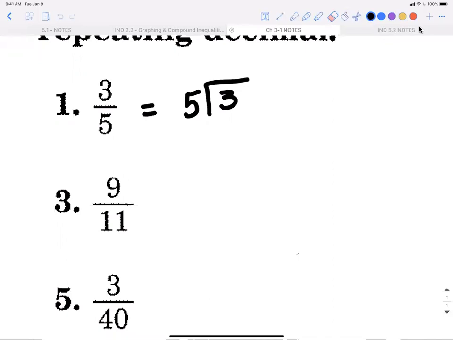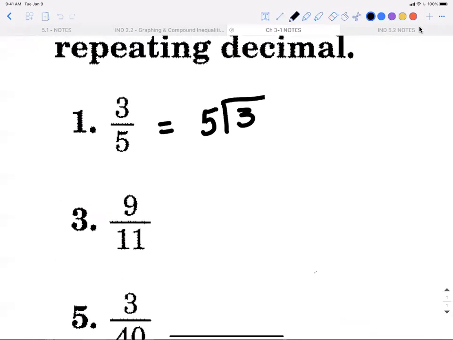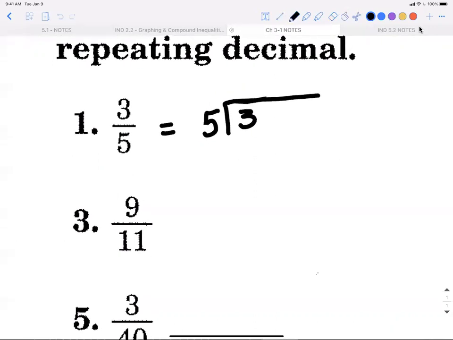So now 5 will not go into 3 because 3 is too small, right? 3 is smaller than 5. So we have to make 3 bigger. We can't just add a 0 without doing anything else, because if we just add a 0, it changes 3 to 30, and we can't just change the number. But if we put a decimal point right here, we have to put it right above it in your answer. And get in the habit, as soon as you put it in your problem, put it up in your answer. It'll just make things a lot easier for you.